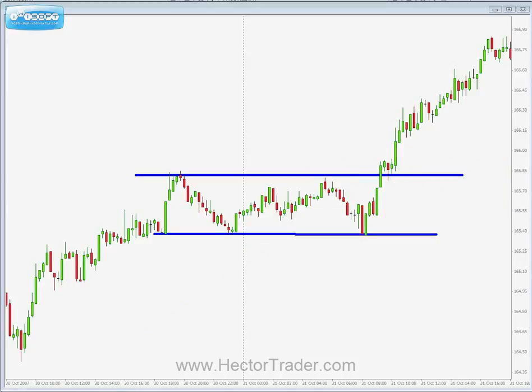make a profit. But anyway, if everything works the way it's supposed to, this would be the entry level, and this would be your stop loss. This would be the long entry stop loss.